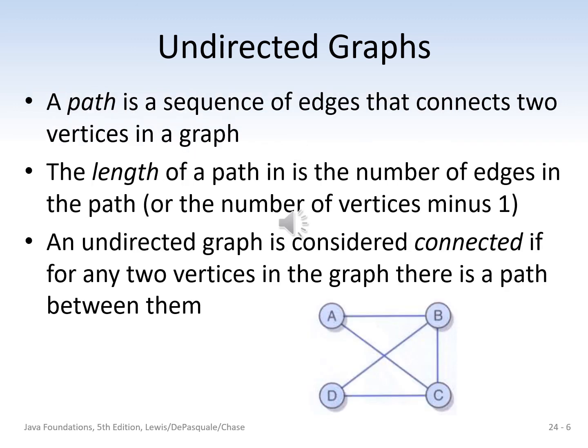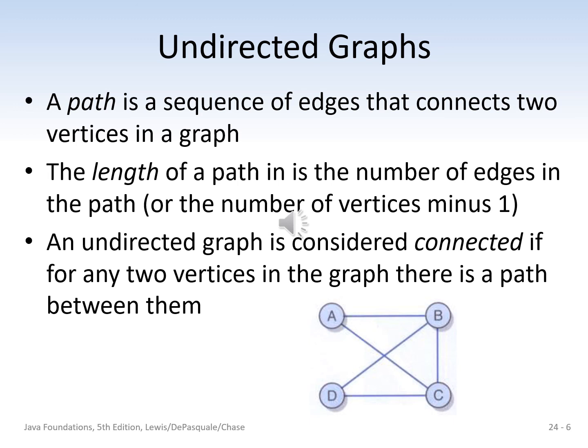A path consists of the sequence of edges, and the sequence is important, that can connect two vertices in a graph. The length of a path is the number of edges in the path, or the number of vertices minus 1.